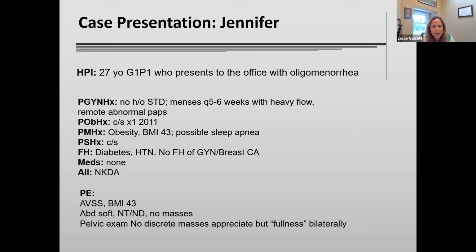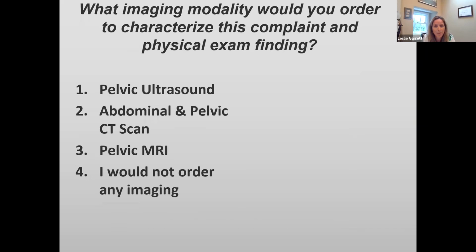She's a 27-year-old and she comes in with a complaint of oligomenorrhea. Again, has a history of a C-section. She's obese with a BMI of 43, maybe some sleep apnea, family history of all the things that come with metabolic syndrome, diabetes, hypertension, but no family history of GYN or breast cancers. And again, you go to feel and she's obese and you're not quite sure what you feel, but maybe there's something there, maybe some fullness, but you really can't tell because your exam is super limited. So now what would you do?